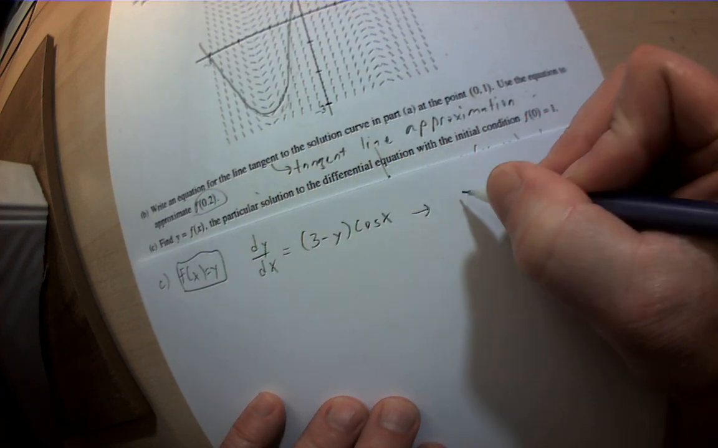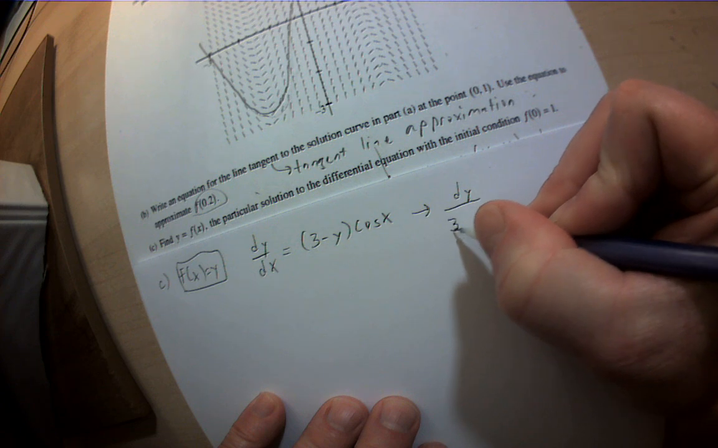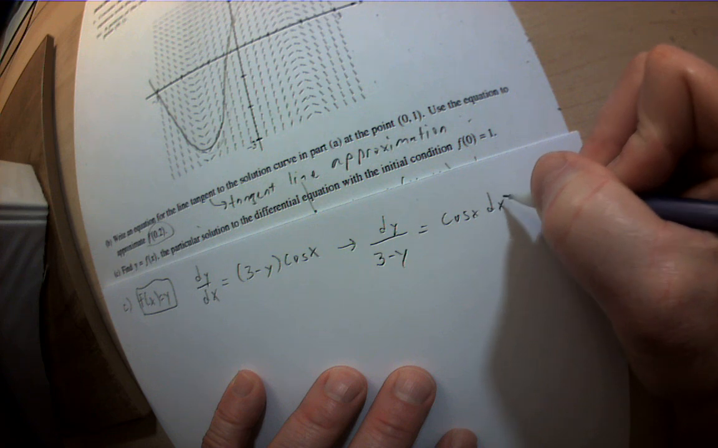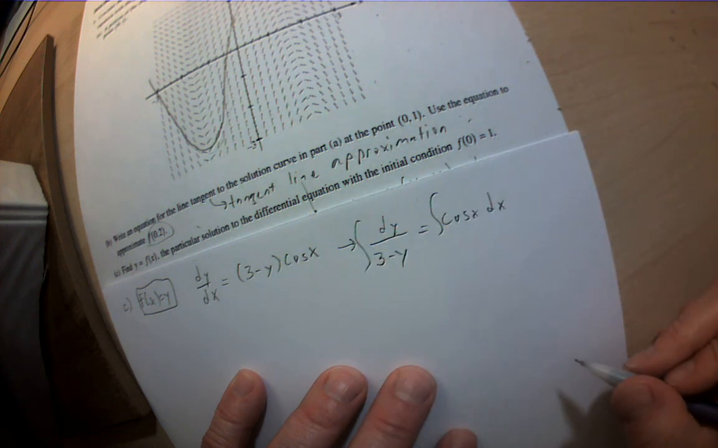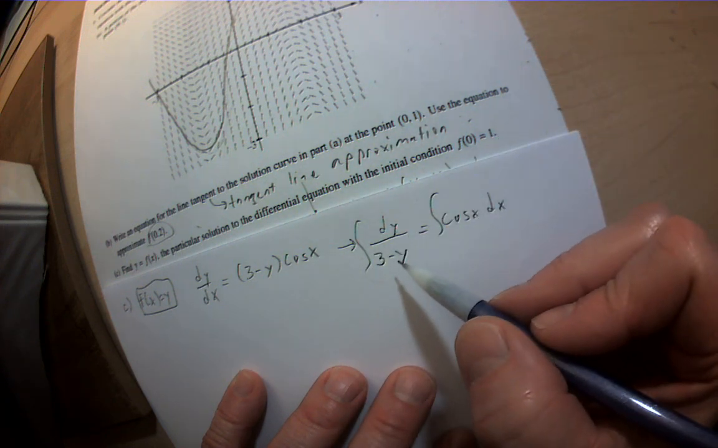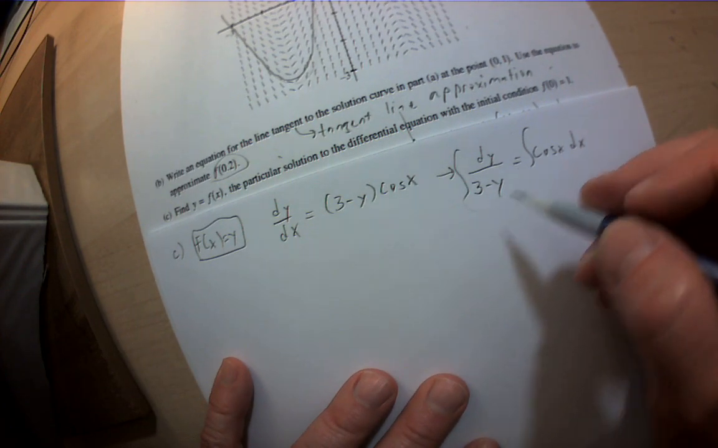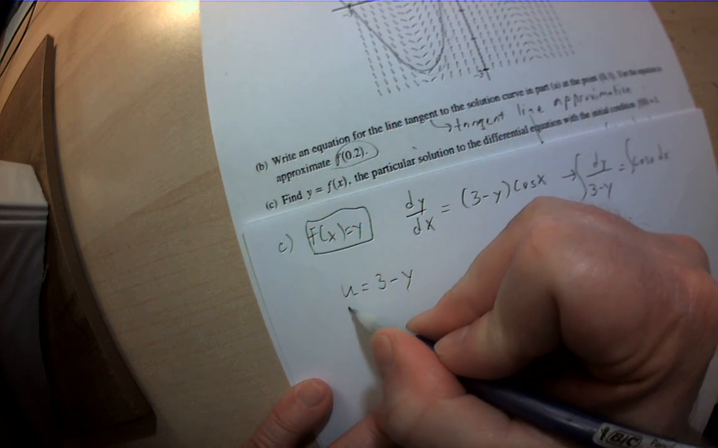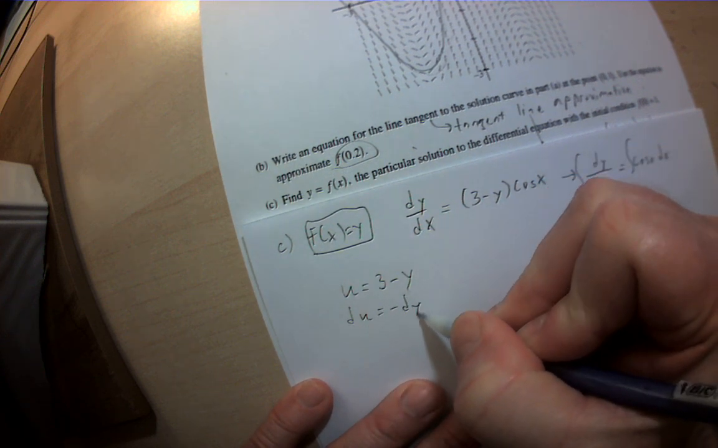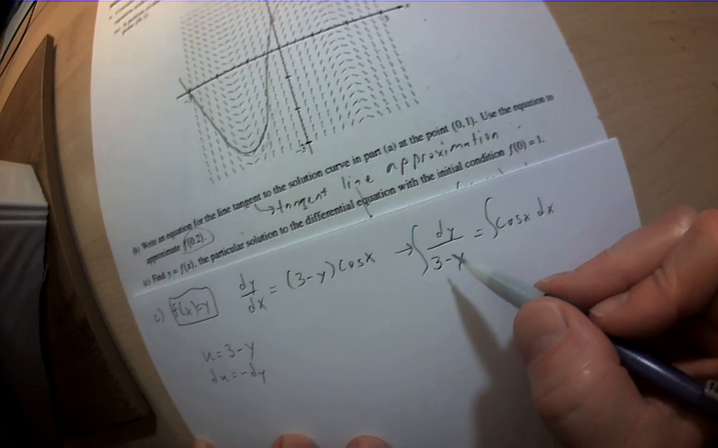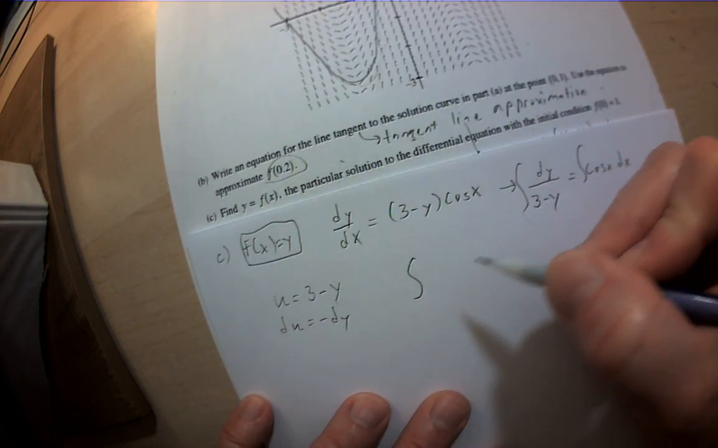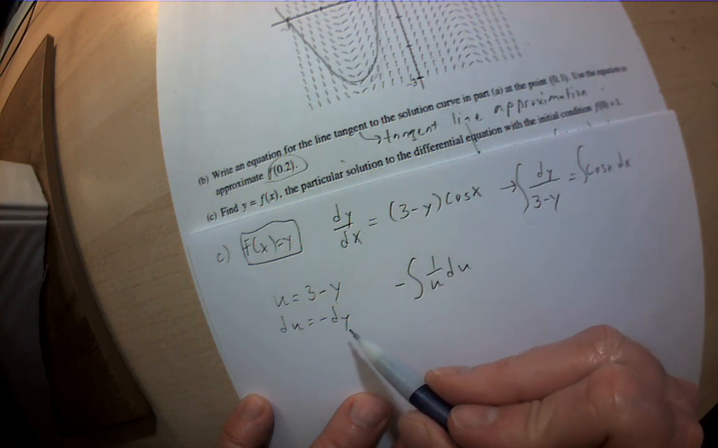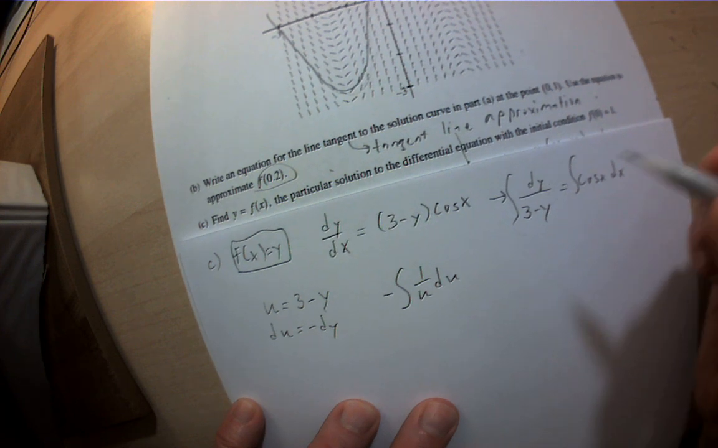So if I do separation of variables, I get dy over 3 minus y equals cosine x dx. If I integrate that, you should recognize that you're going to get a natural log over here, okay? I'm going to do u substitution. u equals 3 minus y, du equals negative dy. So when I do u substitution here, I get the integral of negative 1 over u du, because du is negative dy, so it flips, okay?